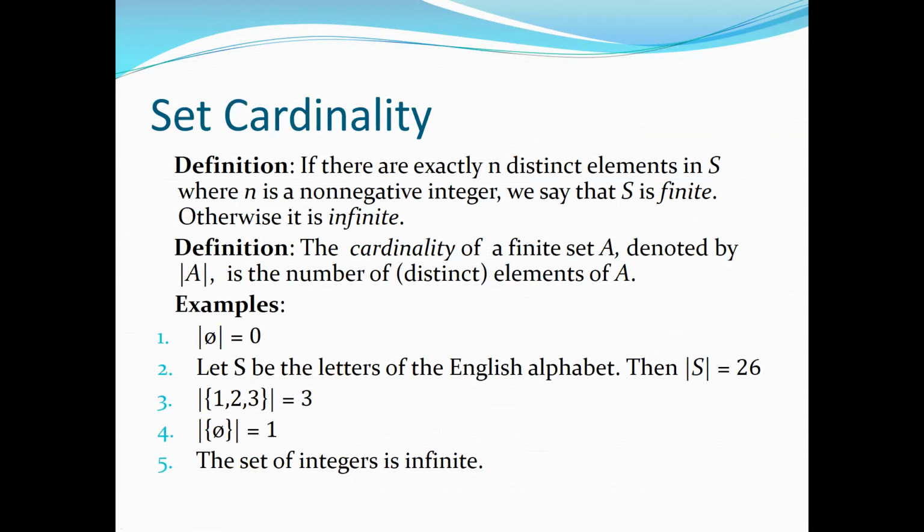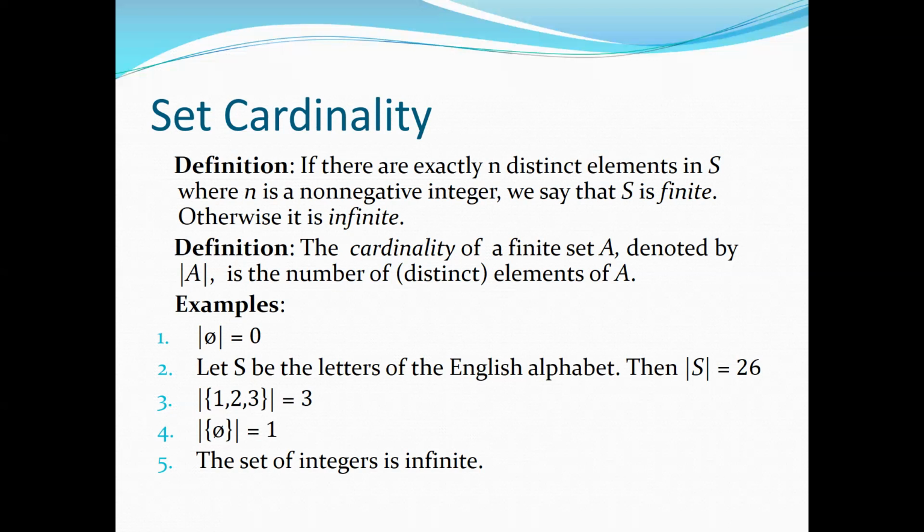All right, set cardinality. Cardinality refers to counting the members in a set, the number of elements in a set. If there are exactly n distinct elements in set S, where n is a non-negative integer, we say that S is finite. Remember, a set may be finite, a set may be infinite. If there are n elements that you can count, then the set is finite. And if the set elements cannot be counted, then the set is infinite.